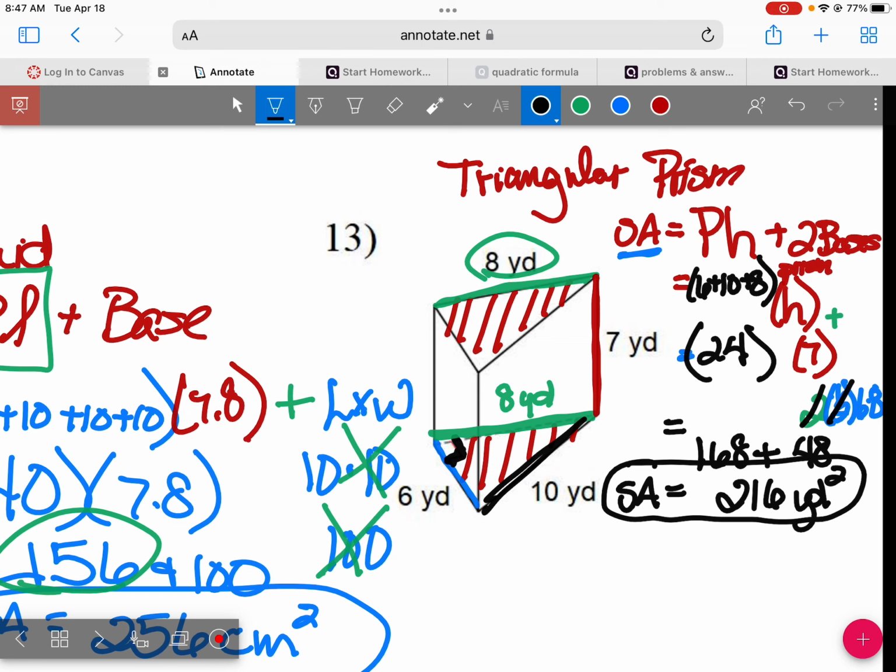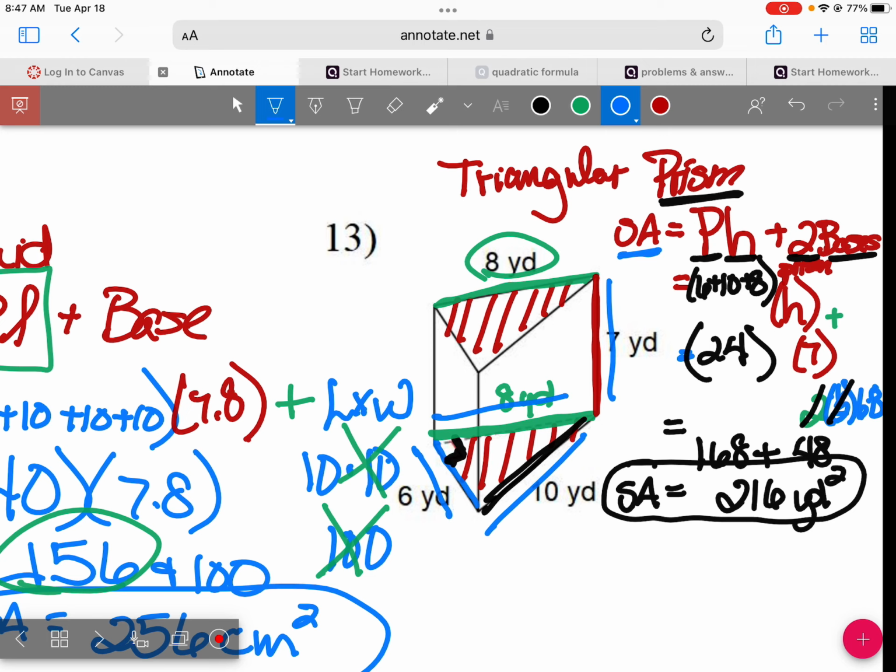Can I explain it? So a prism, if you look, is perimeter times the height, plus the 2 bases. Your perimeter is the distance around. So that's 6 plus 10 plus 8, which gives me 24, times the height of the prism, which is 7 right here, plus the area of your 2 bases.